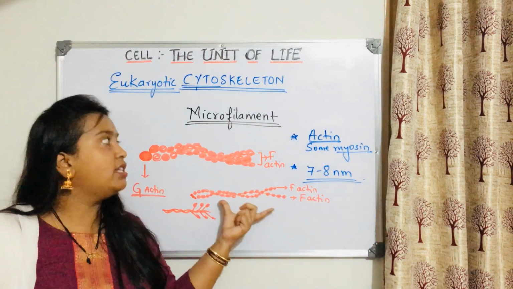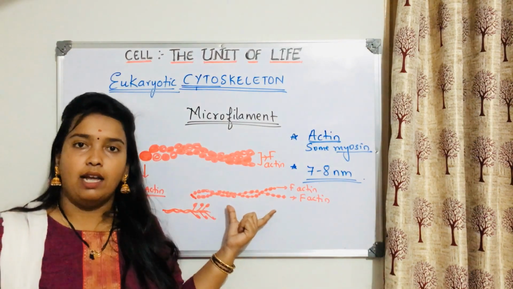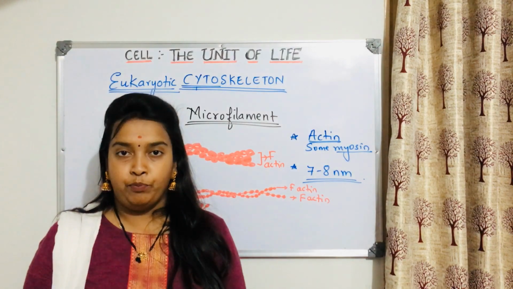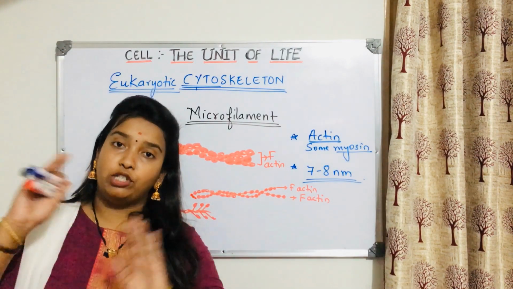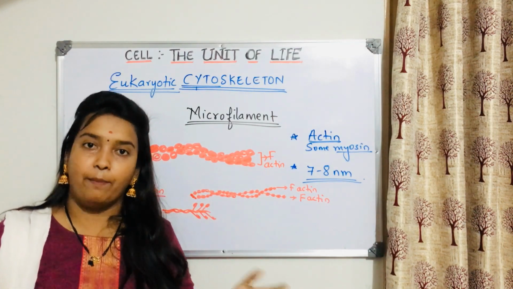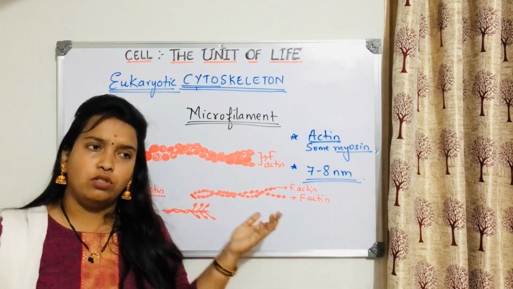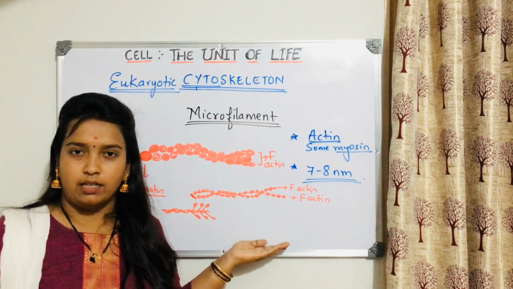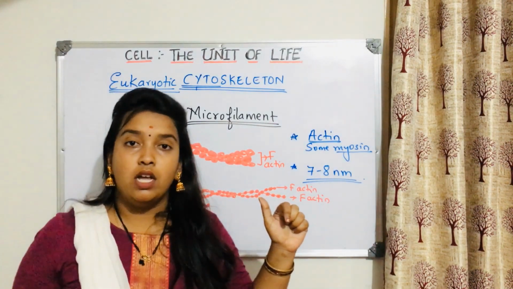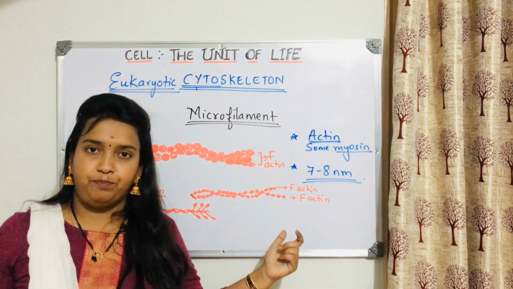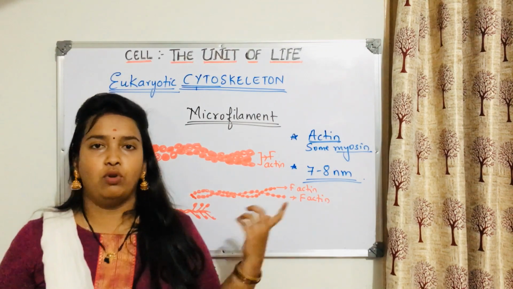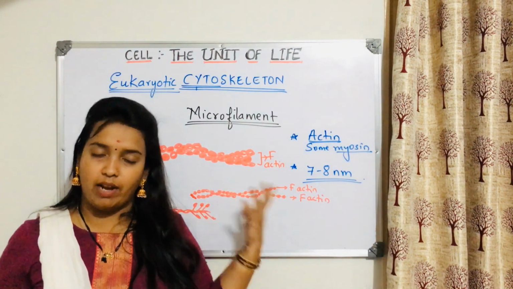So this actin protein along with some myosin forms microfilament. And compared to microtubules, the width is a little bit what? It is very less compared to intermediate filaments also. So they are the smallest, or you can say the thinnest, cytoskeleton. Now what is their function? As you know, in contraction and relaxation at least it will help.